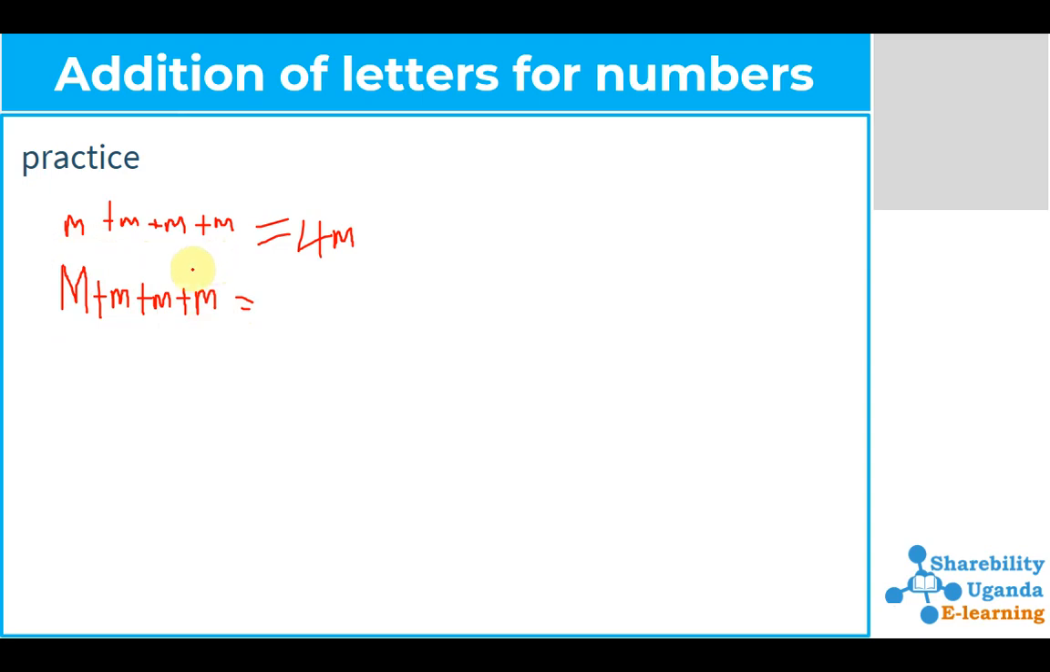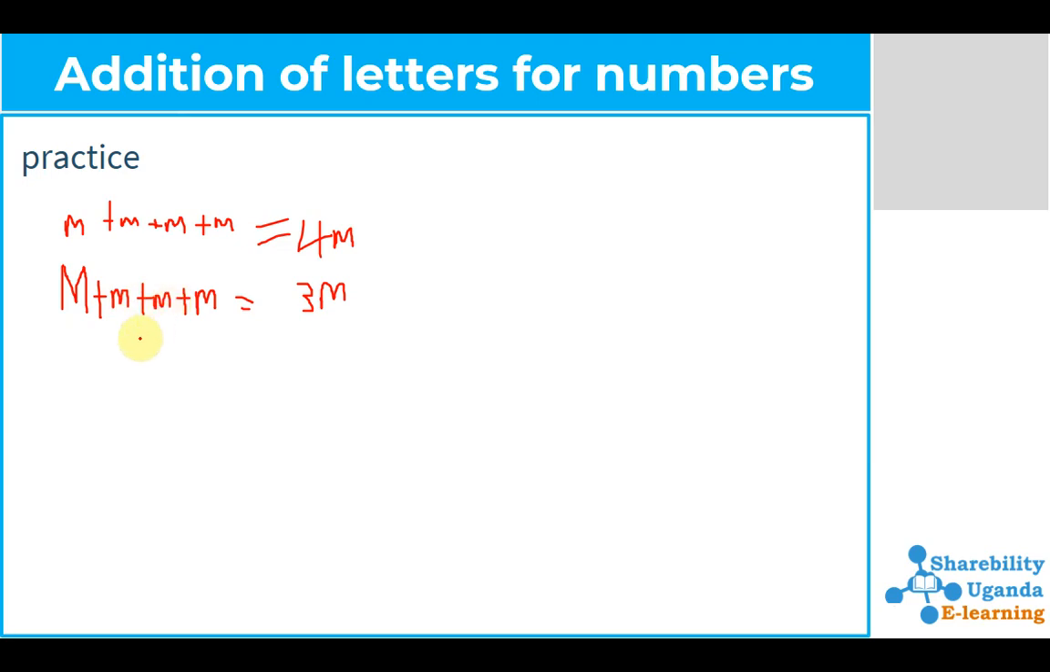This means when they tell you to add this, we shall not add our capital M because it is totally different from our small m. Then in addition we get our answer as 3m. Why are we leaving our capital M? Because it is totally different from our small m.